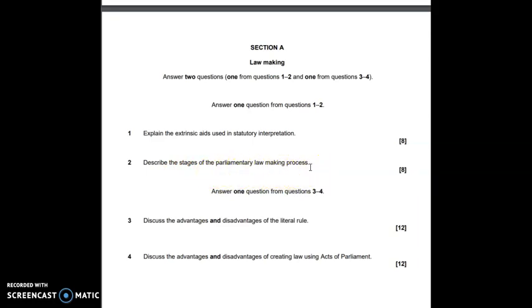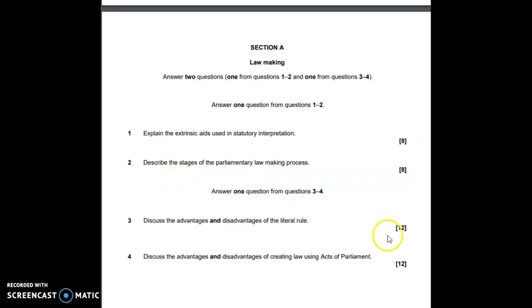So for that, you would have to talk about all the stages that a bill goes through in order to become an Act of Parliament. And I do have some separate videos on my channel on that. But you'd be talking about the process of going through first reading, second reading, committee stage, report stage, all of that in the House of Commons, repeating it in the House of Lords before getting the royal assent. So they're very much descriptive type questions.